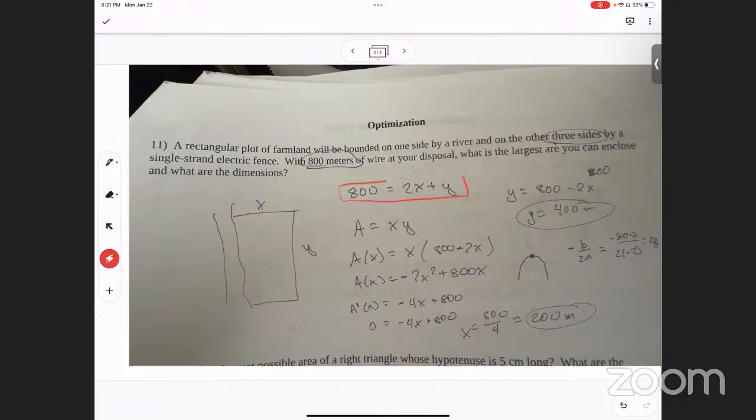No, look right up here. I want to solve it for either x or y. Which one would be easier to just get by itself, x or y? y? Yeah, so I just moved the 2x over. Then what I did is I plugged in y, which equals 800 minus 2x. Okay, that makes sense.